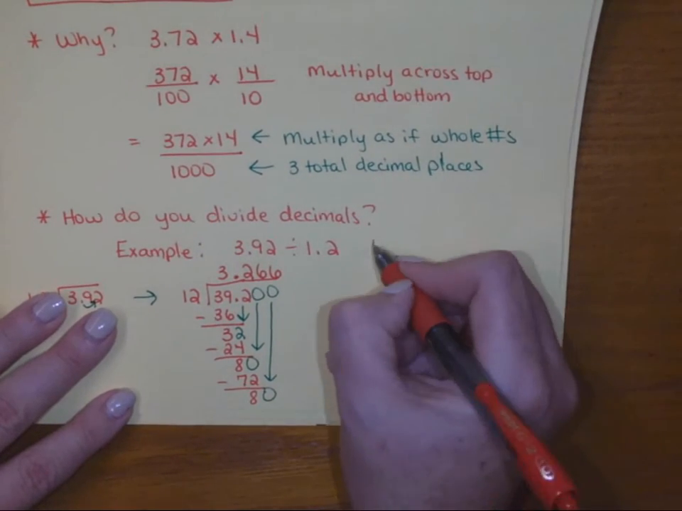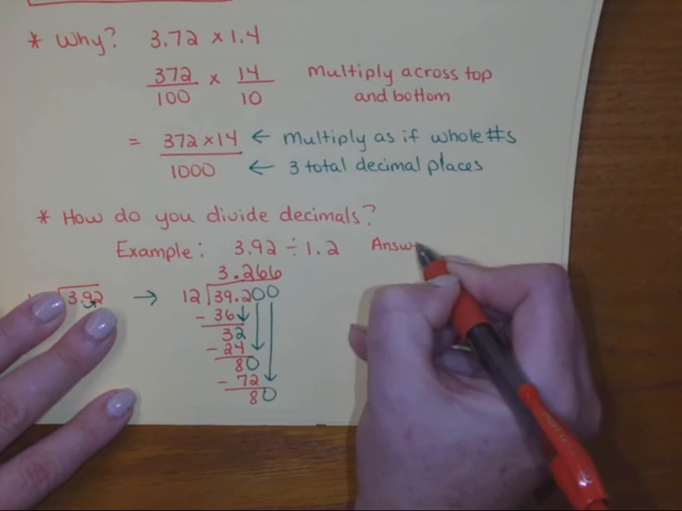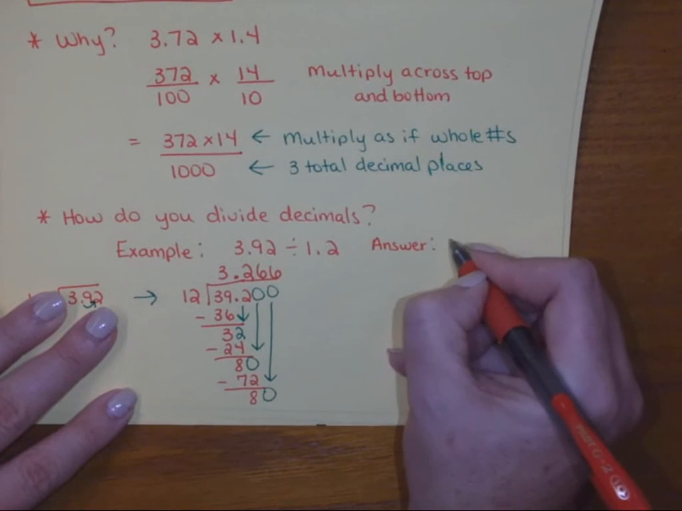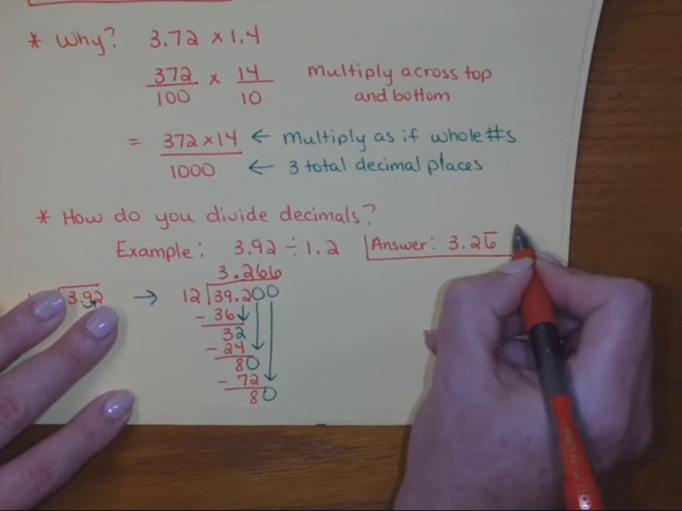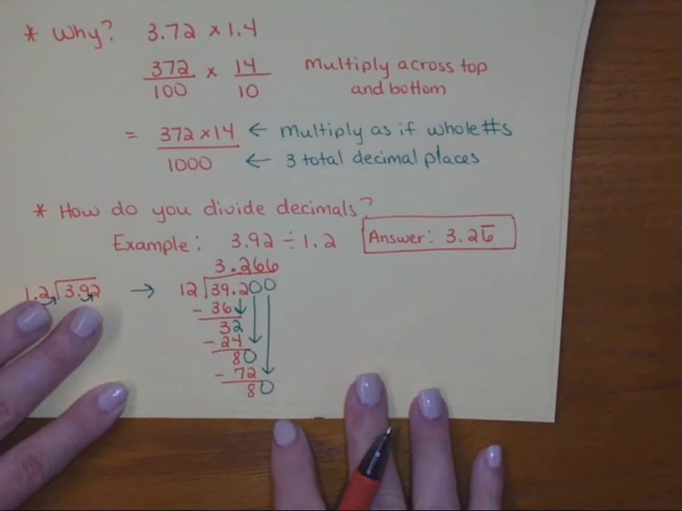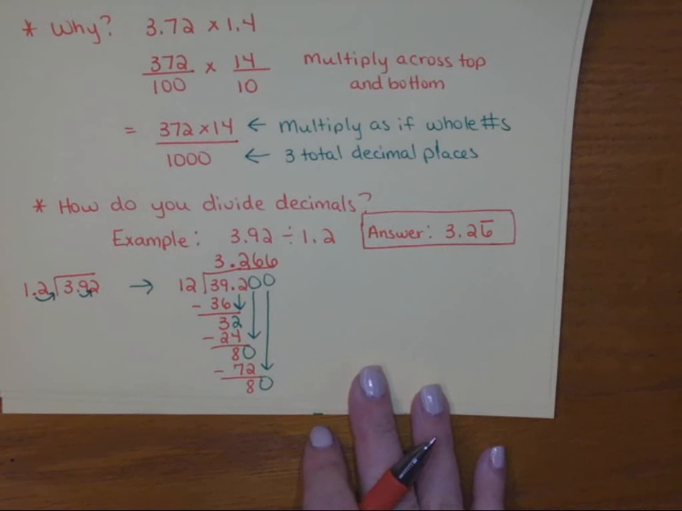So let's talk about the answer and then we'll list out what we did. The answer then would be 3.26 where the 6 repeats. Notice only a bar around the 6 because the 2 is not repeating, it's the 6 that's repeating.